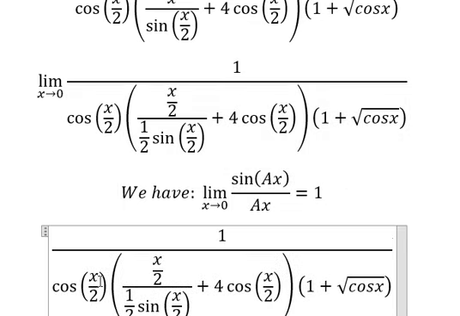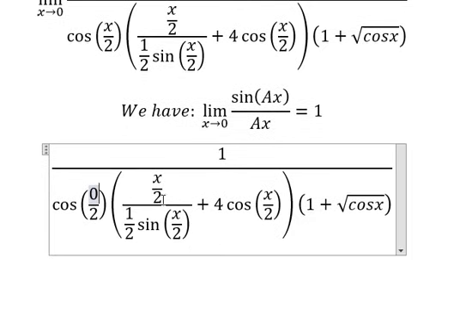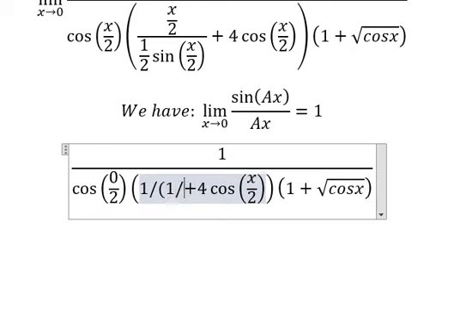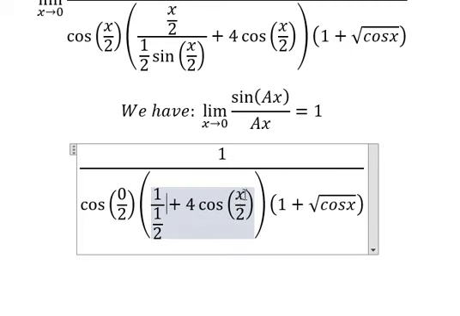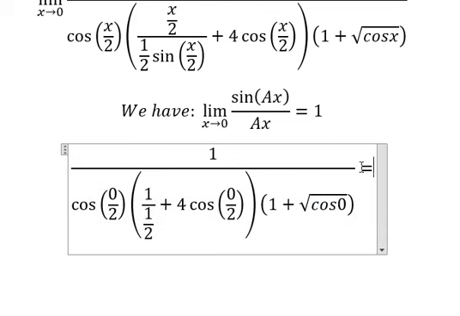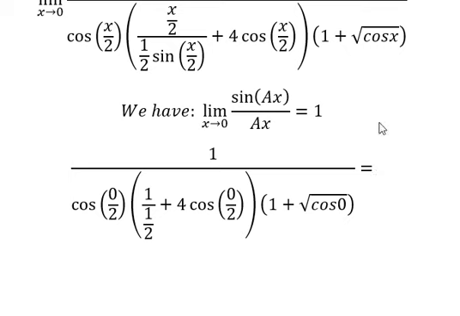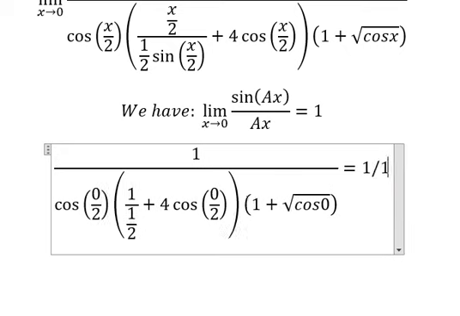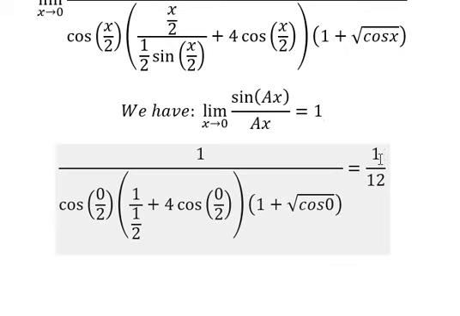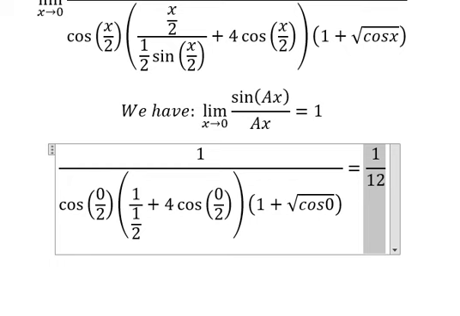So we just put 0 on here. This one in here we transform into 1 over 1 over 2. Now we put 0 on here and 0 on here. Now we calculate this one and we have 1 over 12. And that is the final answer. This is the end. Thank you for watching.